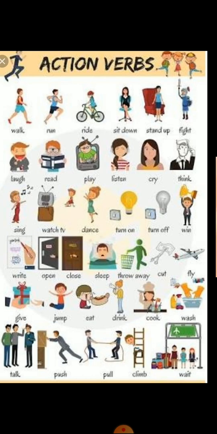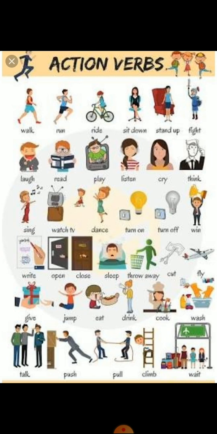Clear? Children, think of all the doing words you can. See now, I told you to think of all the doing words. So you are thinking. So, thinking here is a doing word. Similarly, all the doing words, just like, see, look here, walk, run, ride, sit down, stand up, fight, laugh, read, play, listen, cry, think, all these words are doing words or action words, and in English grammar we call them verbs.